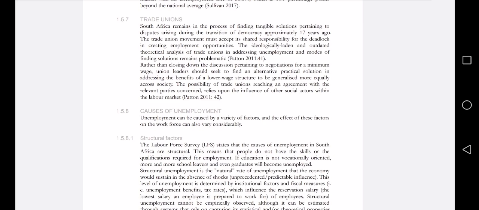Rather than closing down the discussion pertaining to the negotiations of minimum wage, union leaders should seek to find an alternative practical solution in addressing the benefit of a lower wage structure to be generalized more equally across society. The possibility of trade unions reaching an agreement with the relevant parties concerned relies upon the influence of other social actors within the labor market. Patton, 2021, page 42.